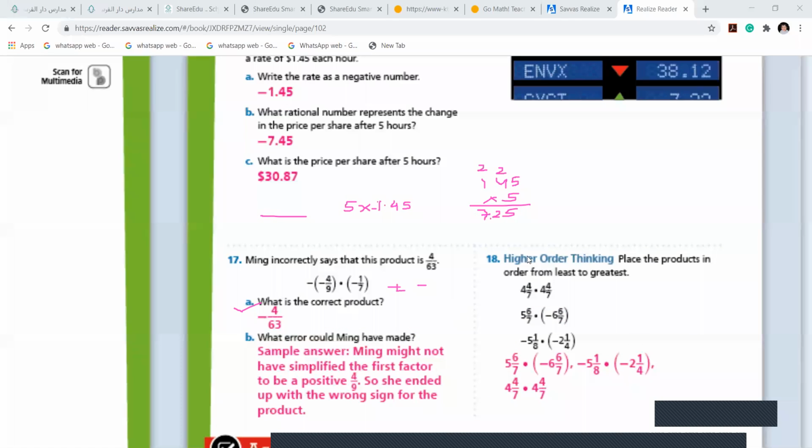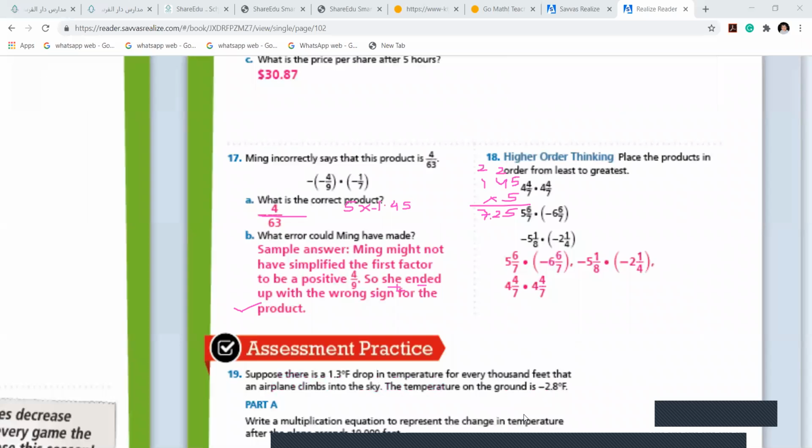The higher order thinking questions are for you to try and do if you want. If you want, I'll just orally explain. From least to greatest, of course, you know what the minus signs do. For example, if I compare, place the products in order from least to greatest, I have to solve 6 over 7 and then 4 over 7. I need to solve that first. Better you leave this question here.